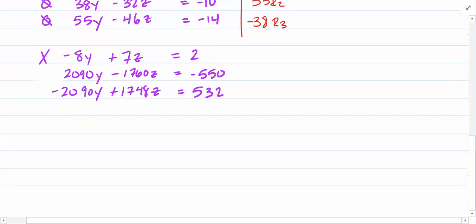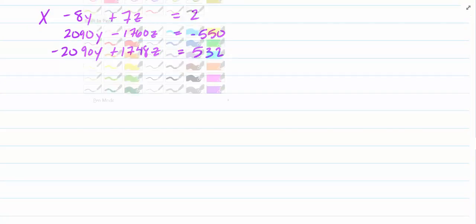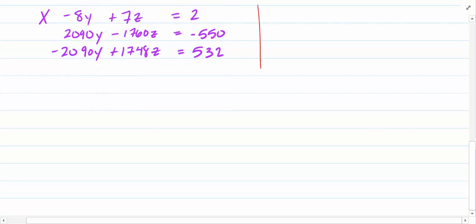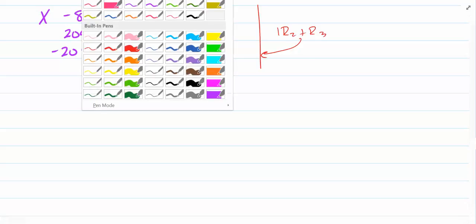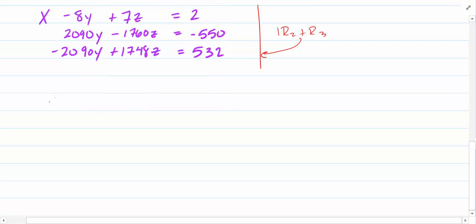What is our next move going to be? Subtract. Or actually add. Yeah, we're going to go 1 times row 2 plus row 3. And actually, I should have written that down here. That's where that goes, okay? So top stays the same. Top stays as x minus 8y plus 7z equals 2.